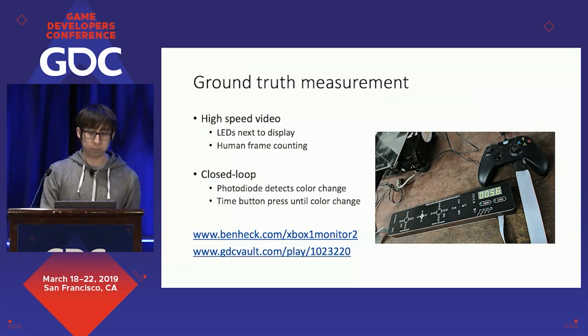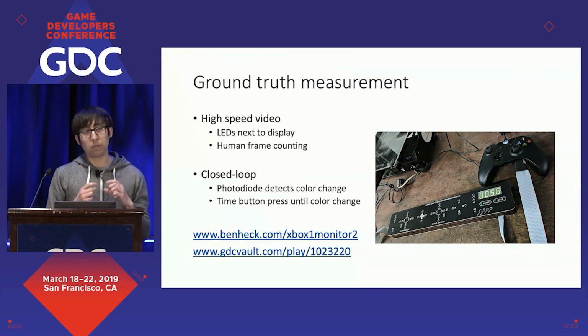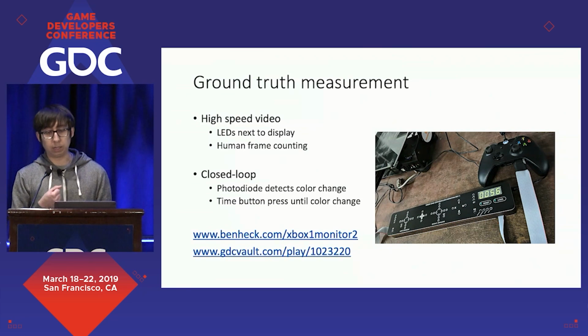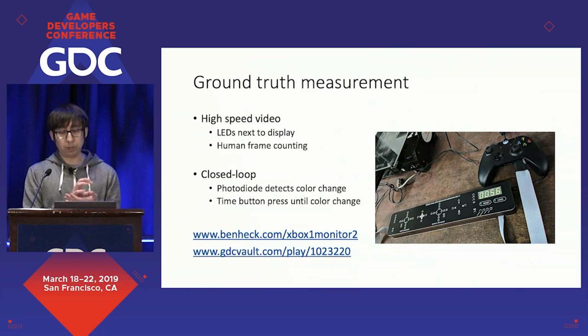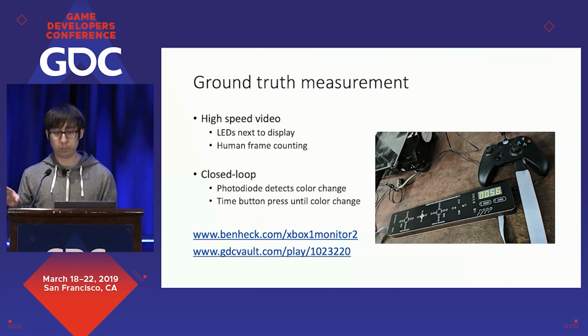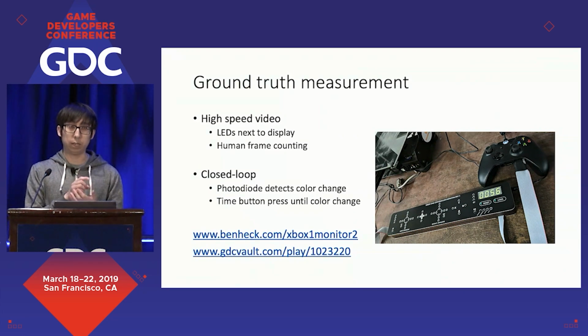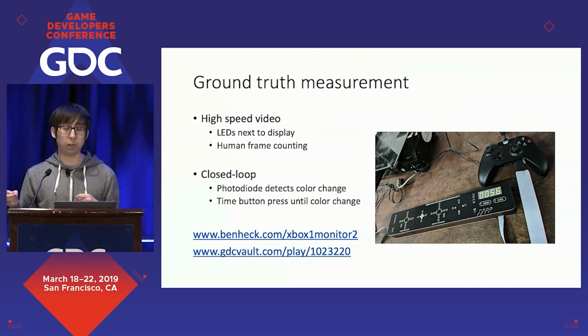And there's a bunch of ways of measuring ground truth latency. One technique is to use a high-speed video camera. For that, you instrument the controller with a device that lights up LEDs when a button gets pressed. And then you take high-speed video of the LEDs next to the display showing the game. And then you take the video and count the number of frames between an LED lighting up and the action appearing on screen.